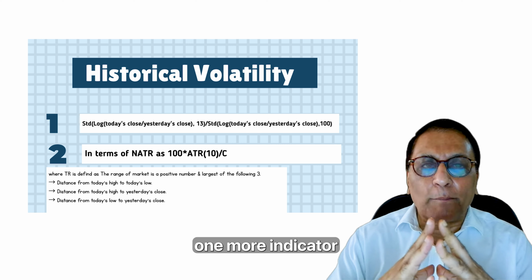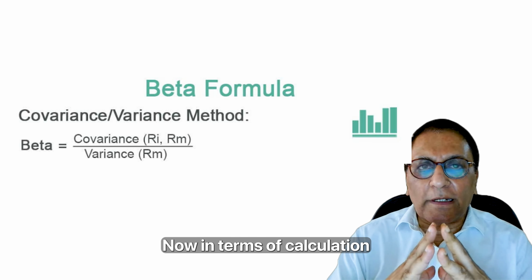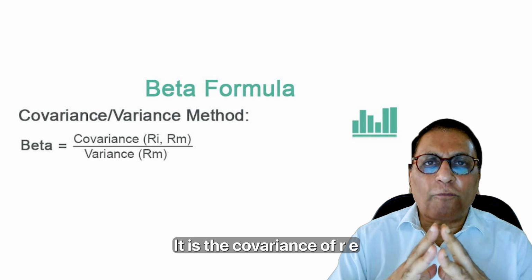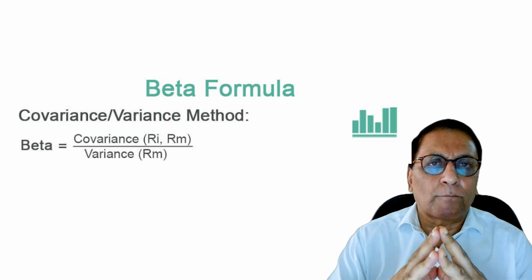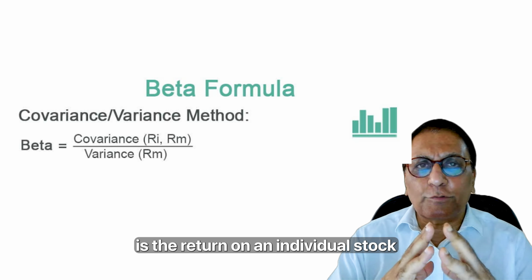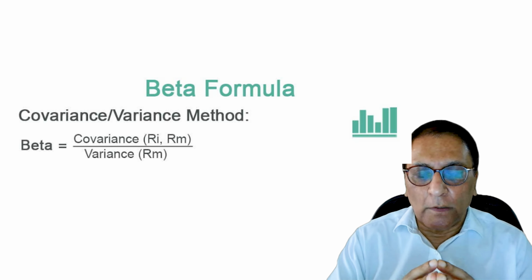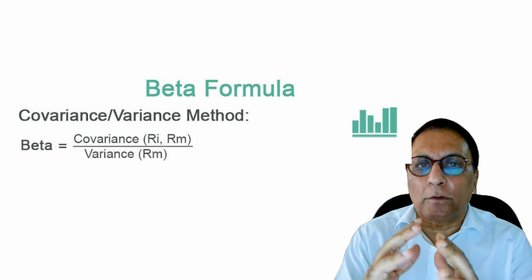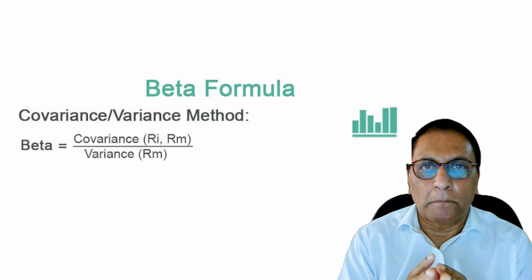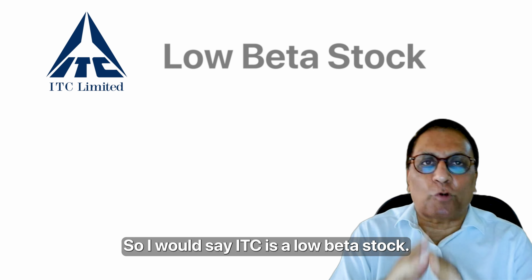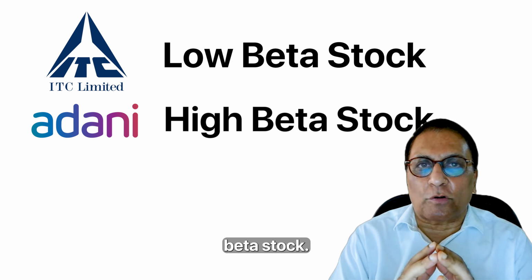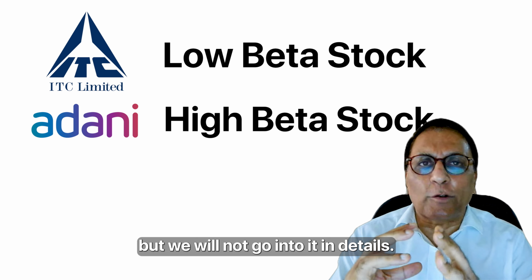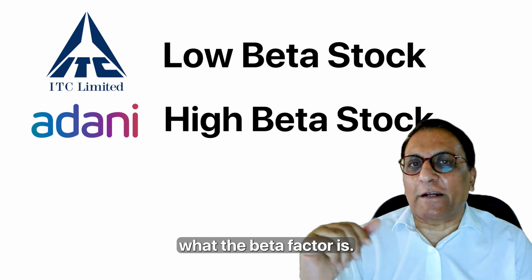There is, in fact, one more indicator called the beta factor. Now, in terms of calculation, the beta factor is a little complicated. It is the covariance of RE/RM divided by the variance of RM, where RE is the return on an individual stock, RM is the return on the overall market. So basically, the beta factor measures the volatility or the relative movement of a stock as compared to the market. So I would say ITC is a low beta stock, while Adani Enterprises is a high beta stock. So beta factor is something which I think all of you may have heard about, but we will not go into it in details. I have just explained to you briefly what the beta factor is.